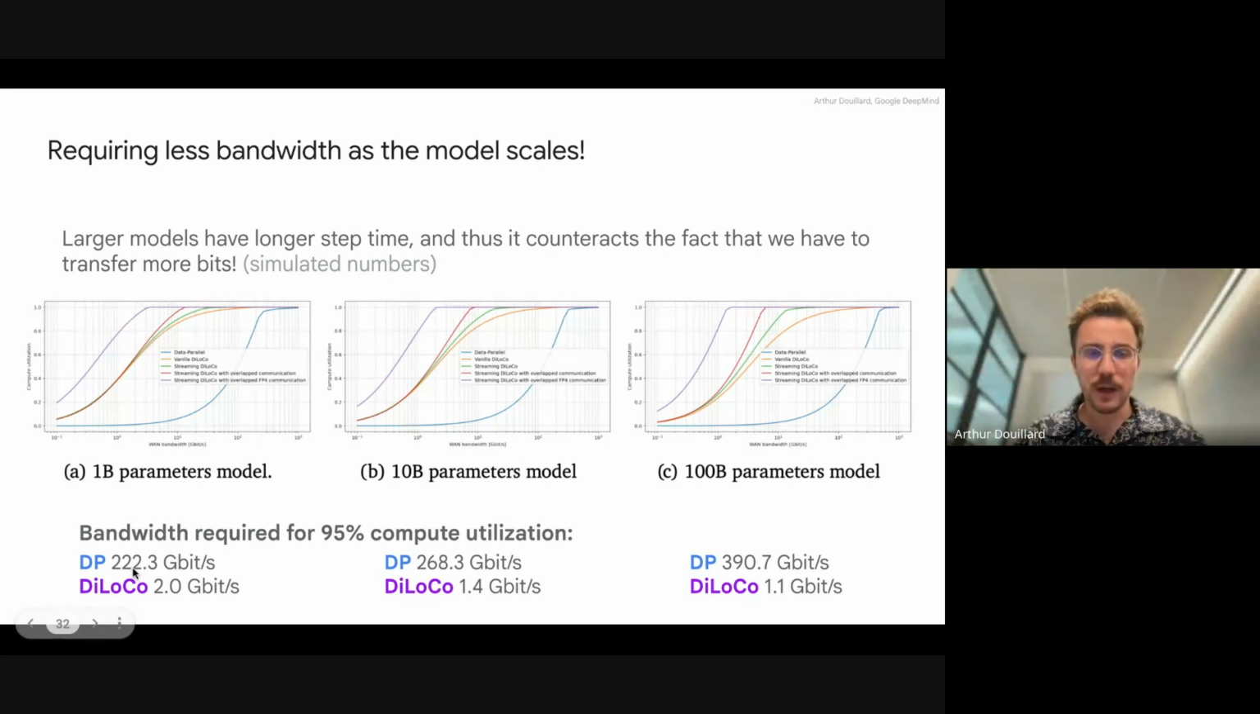For data parallel, with a 1B model, it's in the 200 gigabytes per second, while DiLoCo is like 2 orders of magnitude less. But as you go to a 10B model or a 100B model, the 100B model is going to have 100 times more data to communicate. You need more gigabytes per second for data parallel to communicate. But for streaming DiLoCo with overlapping, it will require less bandwidth, only 1 gigabyte per second, because you can fully overlap the communication, and the model is much slower. So we have more time to overlap.